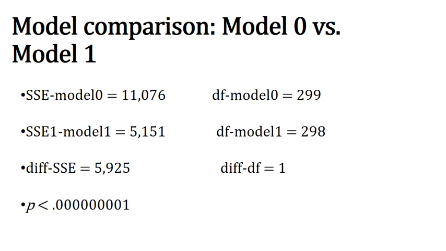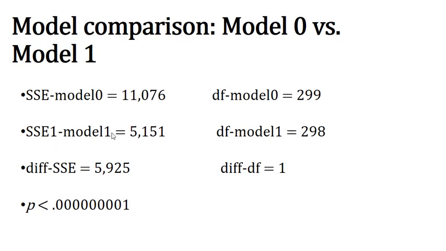Now, nested models are models in which one model is a bit more complex than the other, and if you take out one parameter of that model, you get the simpler model, and some of the models here in this case are nested and some of the models are not nested. Okay, so I'm going to do the model comparison for nested models and show you which ones are not nested. So basically the procedure is the following. We've got the sum of square errors of model 0 here, 11,076, with degrees of freedom 299.